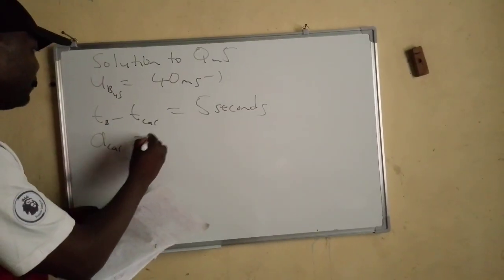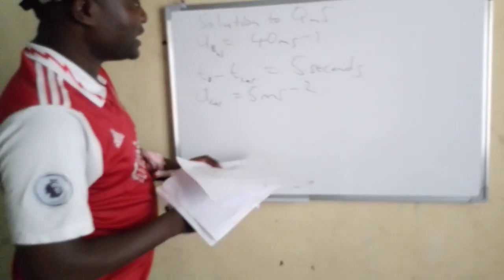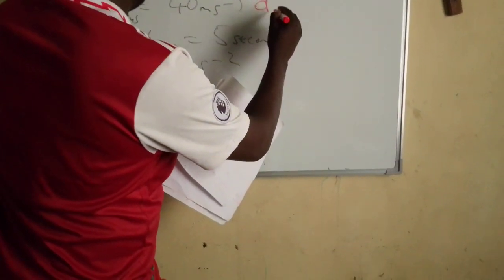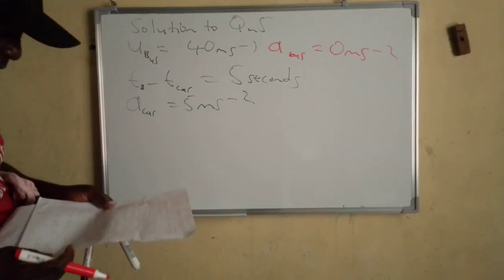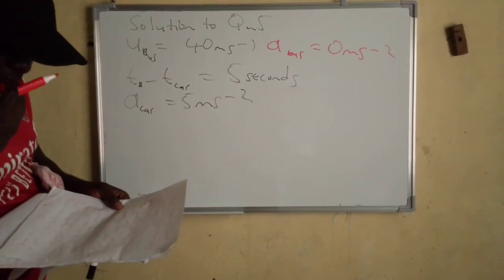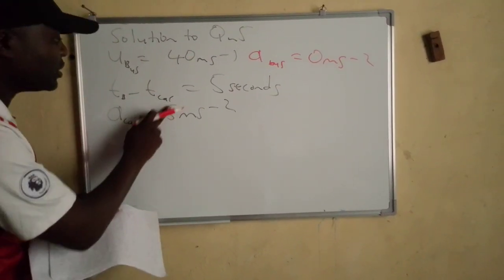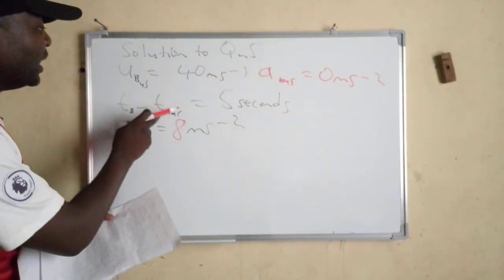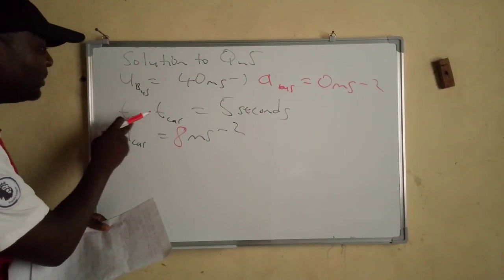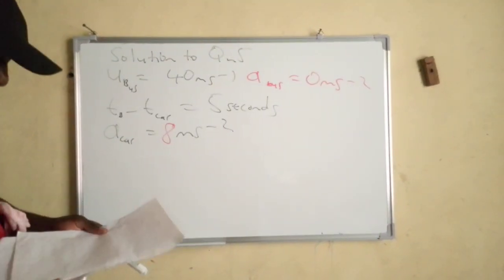The car takes off and accelerates uniformly at 8 meters per second squared. That is the car's acceleration. The acceleration of the bus is 0 meters per second squared, so the bus has moved at a constant speed. After 5 seconds, the car took off, so the difference between the time traveled by the bus and the car is 5 seconds. Calculate the distance traveled by the car before overtaking the bus.